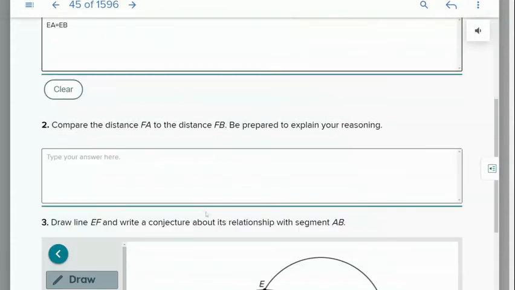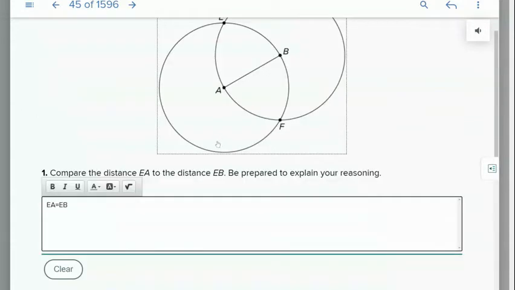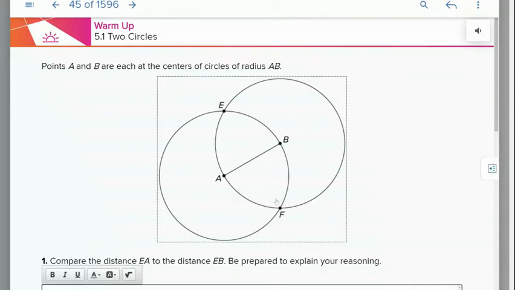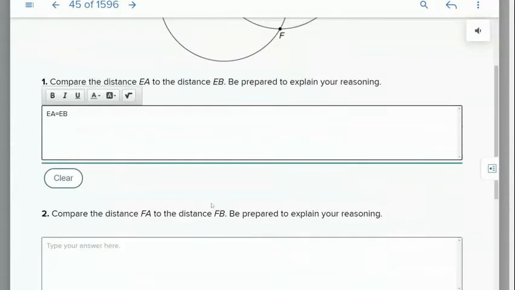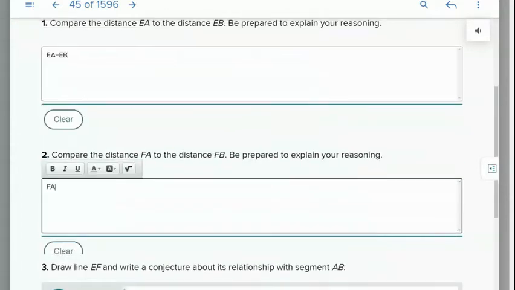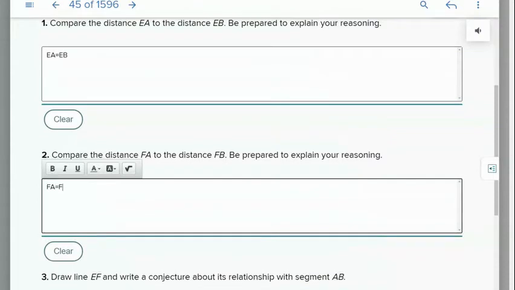All right. Let's see, compare the distance of FA to the distance of FB. FA to FB, what do you notice? Go ahead and pause the video. All right, so hopefully you notice that they are also the same length. So FA is equal to FB.